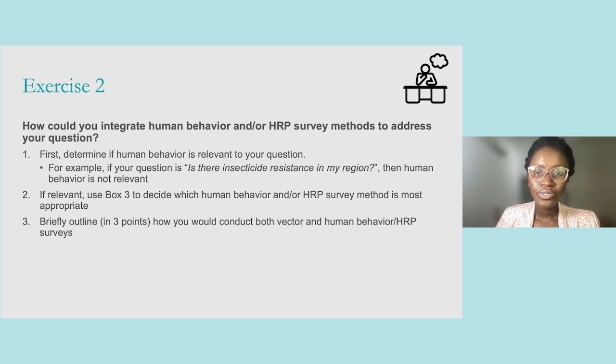Now let's see how you could integrate human behavior and or HRP survey methods to address your question. But first, you'll need to determine if human behavior is relevant. Then if you decide it is, use box 3 to help you decide which human behavior survey method is most suitable for your question and context. In 3 points, briefly outline how you would conduct both vector and human behavior or HRP surveys. Pause the video now. Once you have completed this exercise, let's proceed to the final slide of this module.